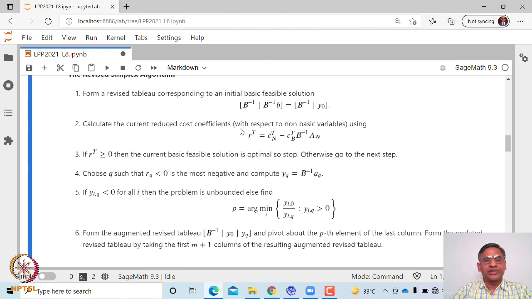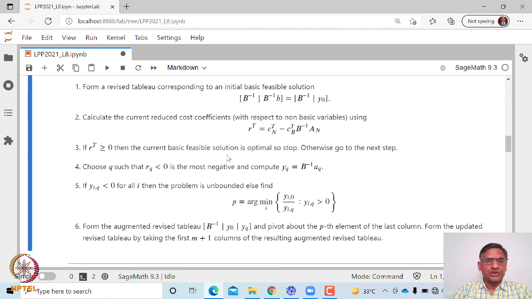Then calculate the reduced cost coefficient using this formula: r transpose is c_N transpose minus c_B transpose B inverse A_N. That is the reduced cost coefficient. Also keep track of the indices of these reduced cost coefficients. And then in case all the entries of this r transpose are non-negative, you have reached the optimal solution. Otherwise you have to go to the next step.